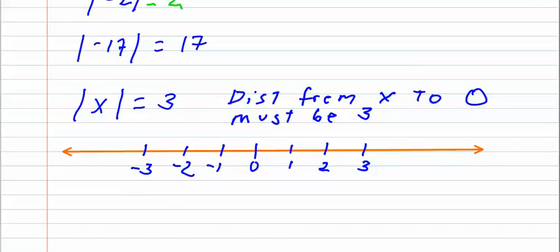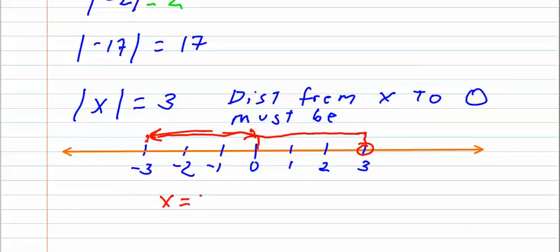So, the distance from 0 to x must be 3. 1, 2, 3. So x could be 3. Or, if I go in the other direction, 1, 2, 3, this distance has to be 3. x could be 3, or x could be negative 3. Absolute value is the distance from the point to 0.